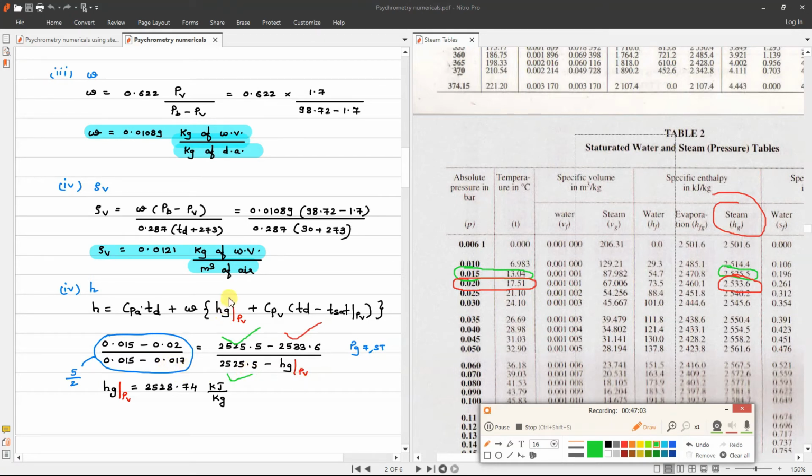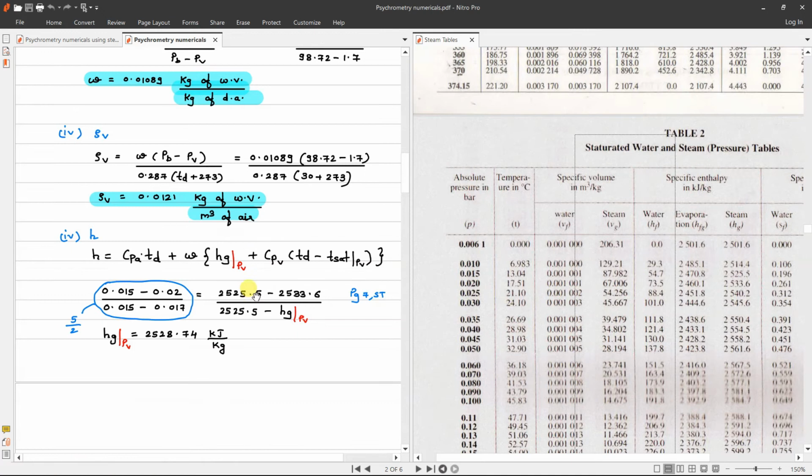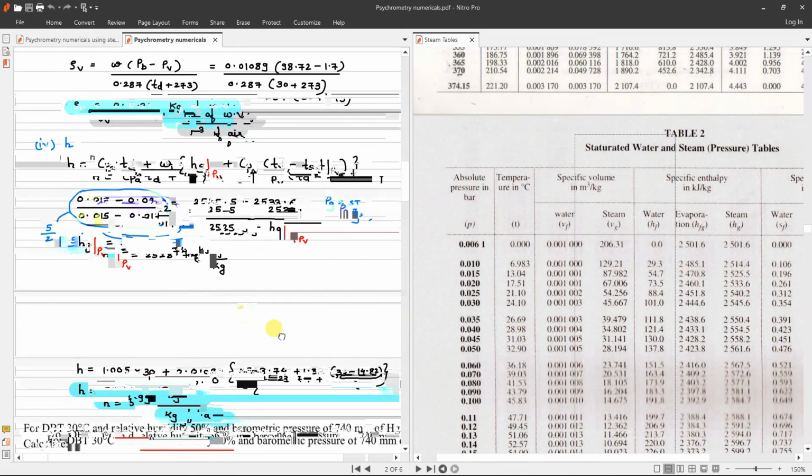we have to calculate Hg at PV. So from here we can calculate Hg at PV. So work smartly over here, calculate the left hand side and keep the ratio so that you can use that again when we are calculating enthalpy. Okay, now substitute the values here in this equation.